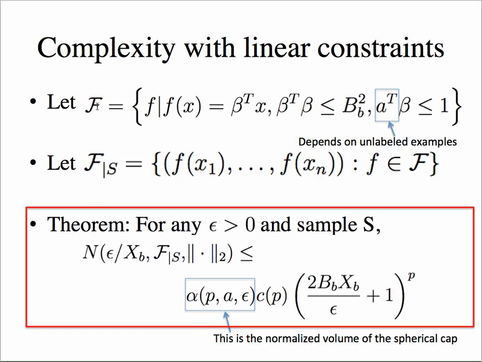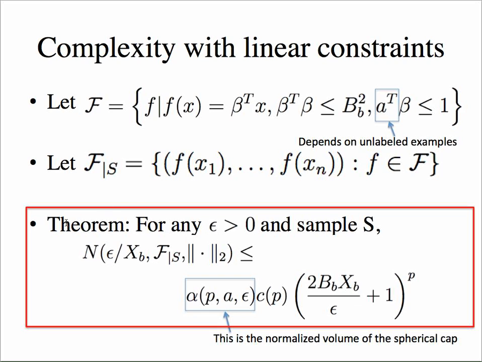For that, let's consider a generic function class f, which is a linear function class. Let it have a 2 norm constraint, which makes the parameters bounded, and let us also have a linear constraint on the coefficient vector beta. Let the linear constraint be A transpose beta less than or equal to 1, where the coefficients encoded in A depend on, for example, some information about the unlabeled examples. Let the restriction of f, represented as script f subscript s, be a set in an n-dimensional Euclidean space, which is the evaluation of every function in our function class over the n training examples x1 to xn.